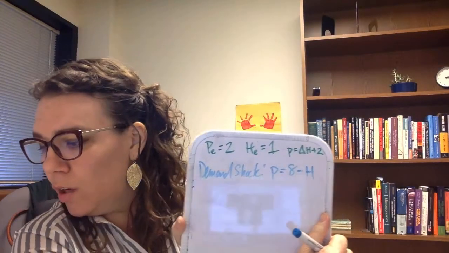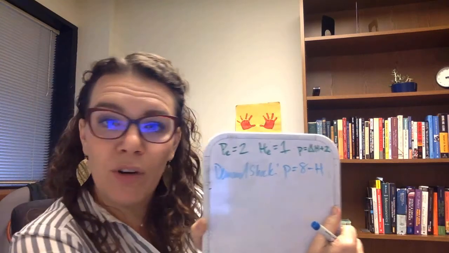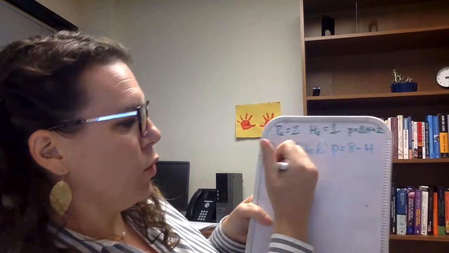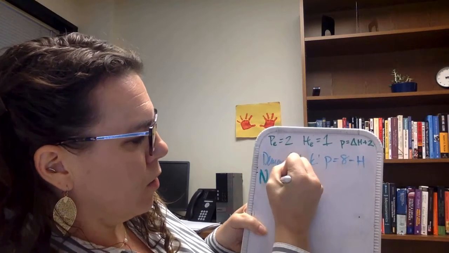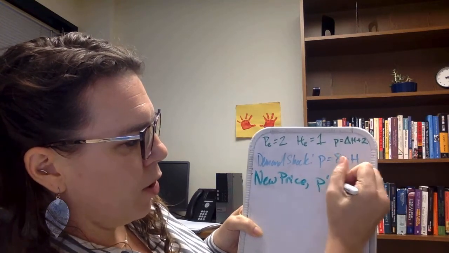And that's going to be that P equals 8 minus H, where before our demand was P equals 3 minus H. So, given this demand shock, we want to see what the new price is going to be, right? There's a shock to demand. Demand has gone up. We still have that initial level of housing, H1. So what is the new price? Let's say P bar going to be.